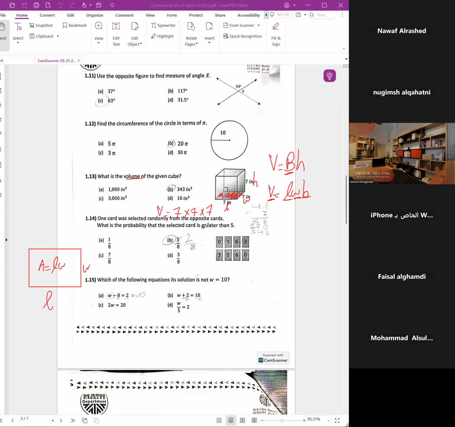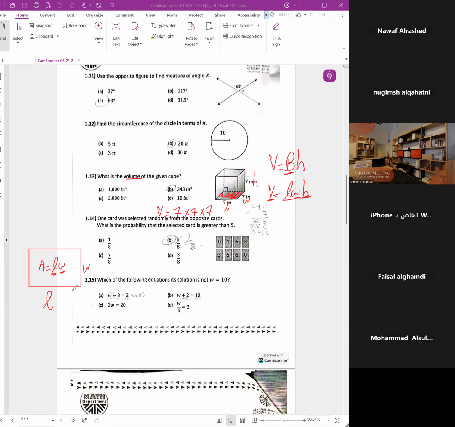But how do I end it? I get the number, and then what do I put after the number? Do I put inches? Yeah, inches cubed, because we multiply 3 dimensions. If it was area, it is squared, power 2, because we have only 2 dimensions.